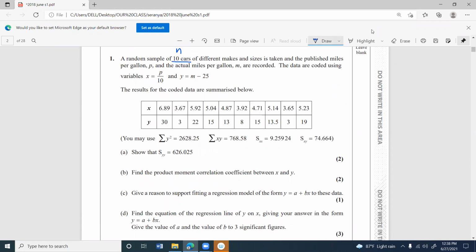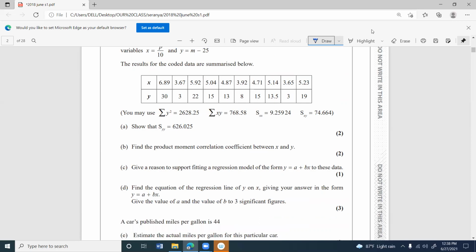We have to understand these facts because when you're reading out the question, some of the information is available in it. The published miles per gallon P and the actual miles per gallon M is recorded, right? The data are recorded using the variable X over P. So in this case, this is a coded value, Pate. It's given as coded information: X is P over 10 and Y equals this. So anyway, we can use this later for our calculations.